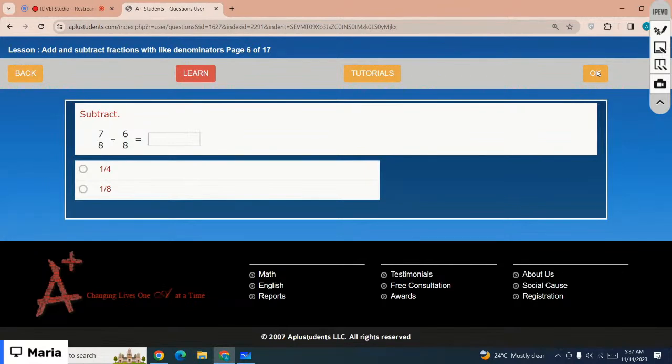7 over 8 minus 6 over 8. Which is the correct option? The correct option is 1 over 8.